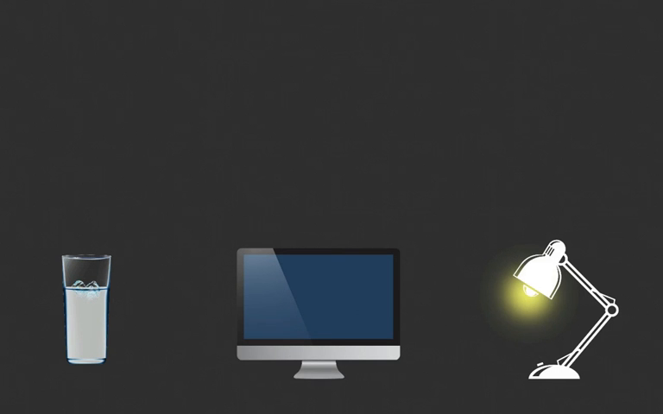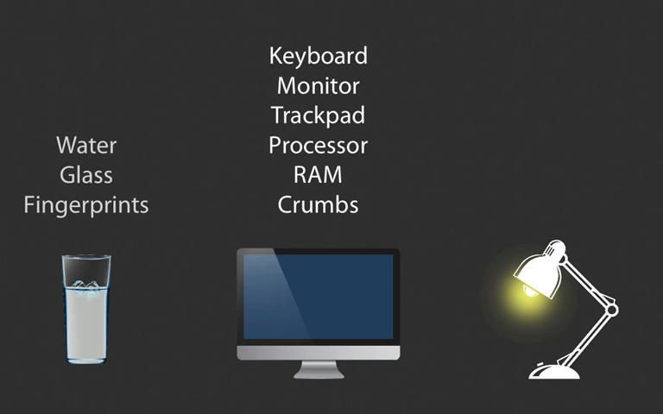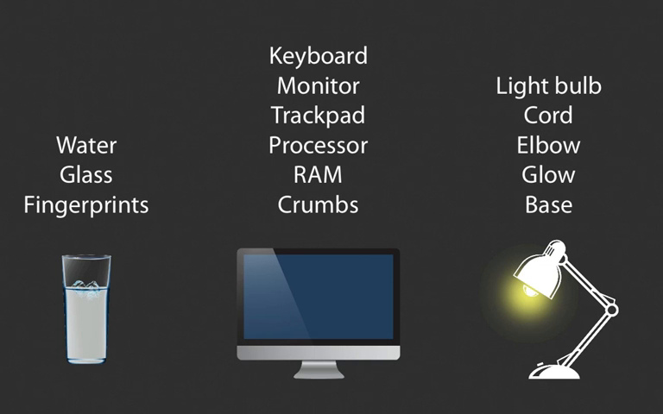I mentioned earlier that I have a cup on my desk, I have a computer, I have a lamp. But each one of those things is actually comprised of other objects. Like my computer has a screen and it has a keyboard and a processor. My glass of water has a glass and it has water. There are always numerous objects contained within any other object.